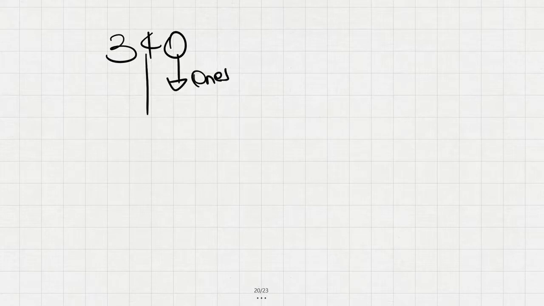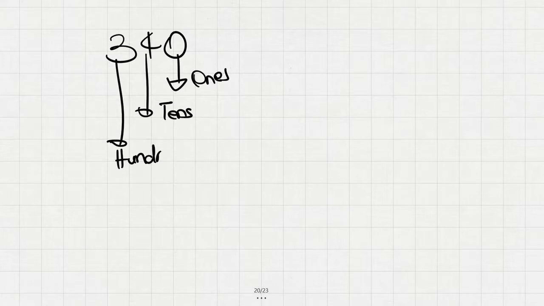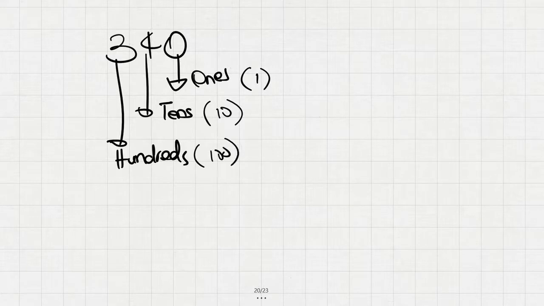Let's use an example. Let's say we have a number like 340. We know from our last lesson that this is ones as a place value, this one we have tens, and this we have hundreds. You can write ones in the form of one, tens in the form of ten, hundreds in the form of hundred. Now, the total value of a digit is that particular digit multiplied by its place value.